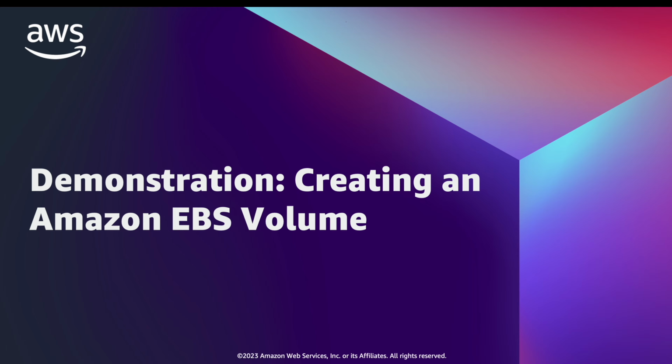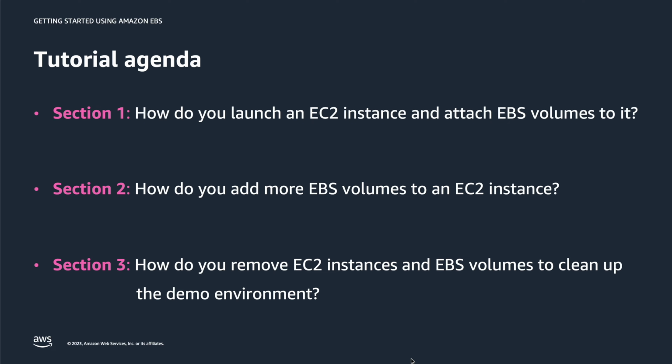Let's get started. There will be three portions to this demonstration. Number one, how do you launch a new EC2 instance and attach an EBS volume to it? Number two, how do you add more EBS volumes to an EC2 instance? And finally, number three, how do you remove EBS volumes and EC2 instances to clean up your demo environment?